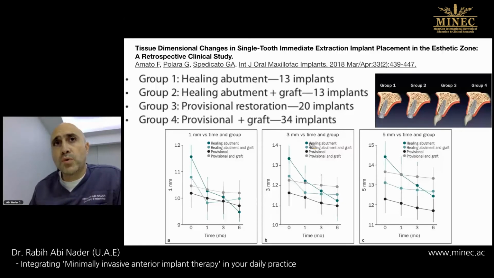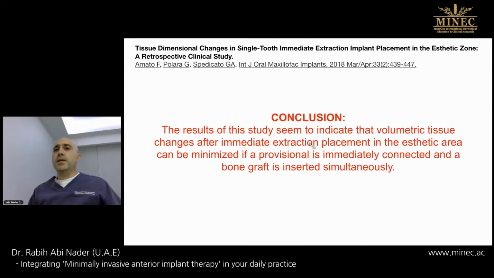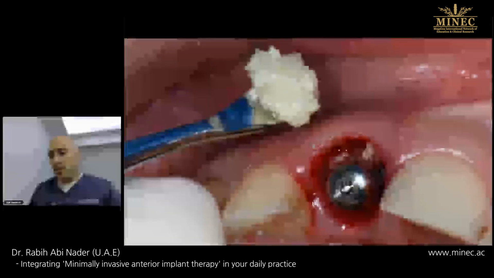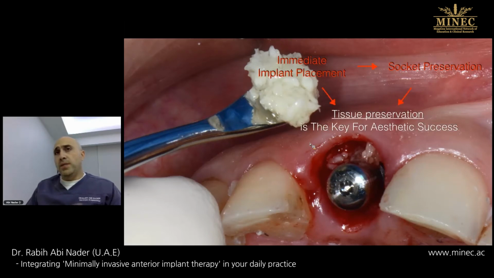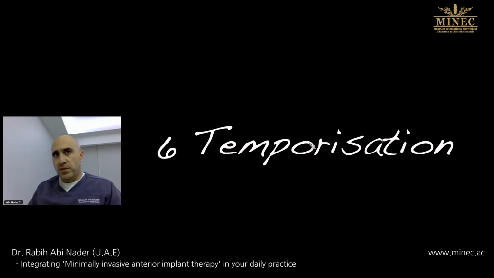So it's the same conclusion: the result of this study seems to indicate that volumetric tissue changes after immediate extraction placement in the esthetic area can be minimized if a provisional is immediately connected and a bone graft is also inserted simultaneously. So that's why, whenever we do extraction and immediate implant placement, we have to graft the gap between the bone and the implant. Especially nowadays, the implant is in the palatal position, so we have a large gap, more than 2 millimeters. So immediate implant placement and bone graft achieve proper tissue preservation.